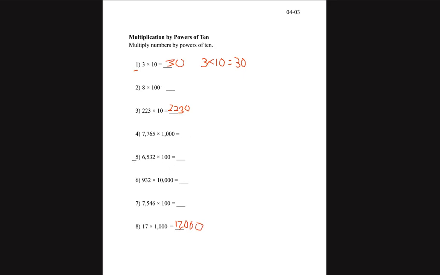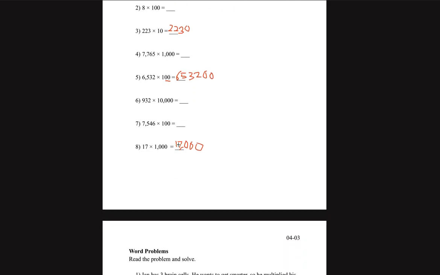Let's try number 5. You have 6,532. You make sure to add in your multiplying by 100, and you have 2 zeros here. So you do 6,532, and then add 2 zeros, and you get 653,200.